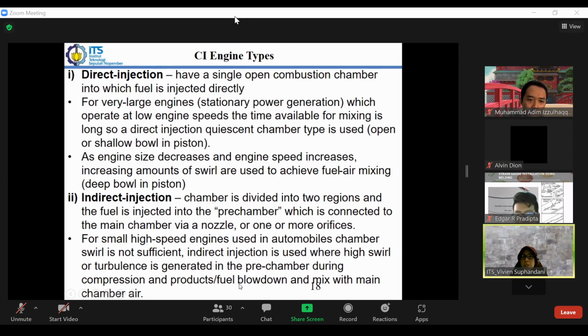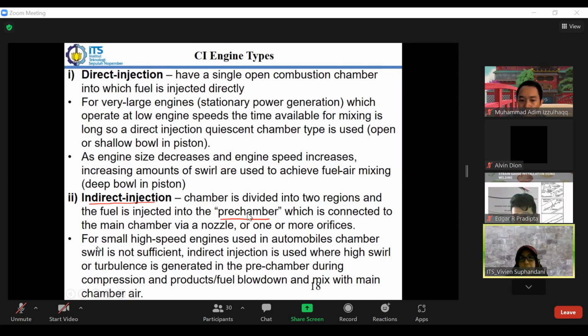Now, regarding your question before, when we have a glow plug or a pre-chamber, we have another region before the cylinder. This is called indirect injection. With indirect injection, the chamber is divided into two regions, and the fuel is not directly injected into the cylinder but goes to the pre-chamber, which, like what we have seen before, has a glow plug. It's connected to the main chamber through a nozzle or orifice.